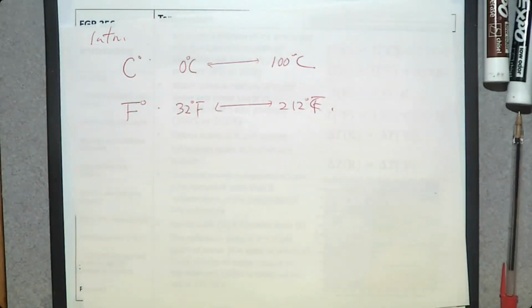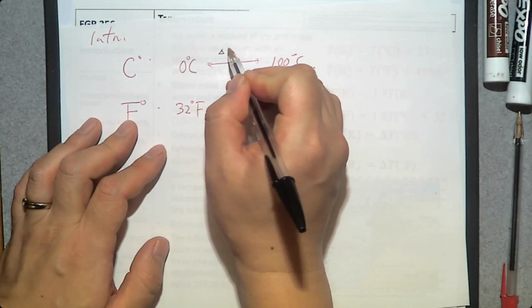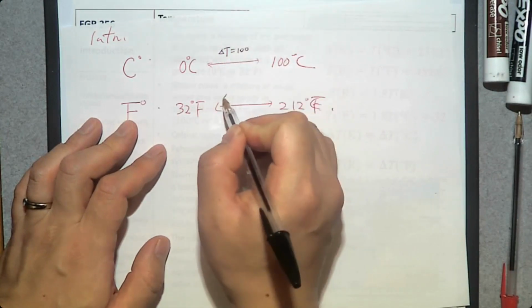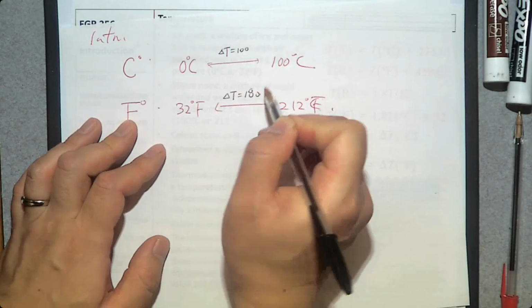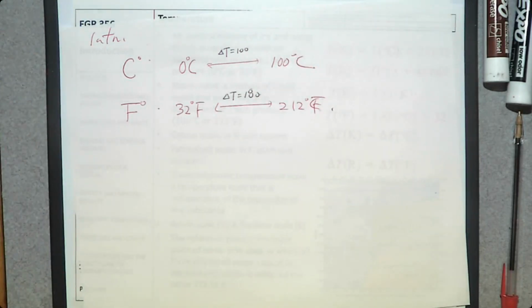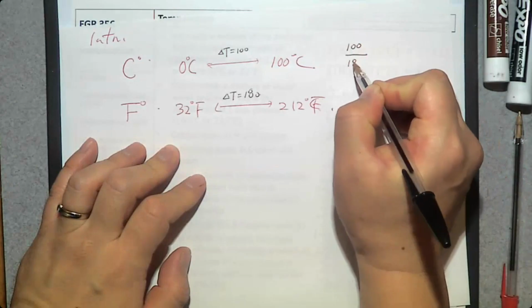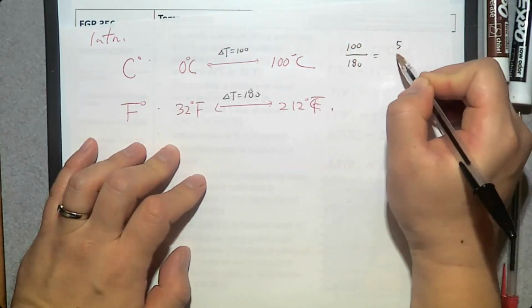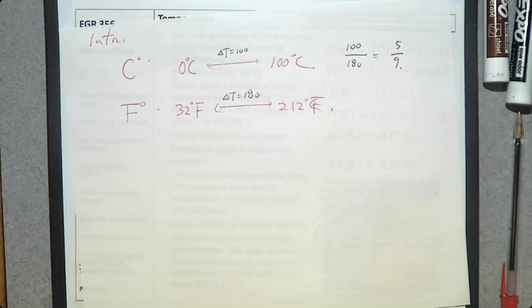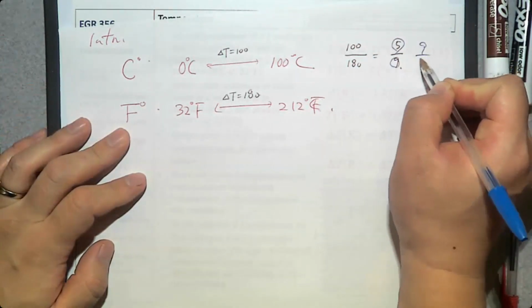So what is the ratio? Here, the difference in temperature is going to be 100. Here, the difference in temperature is going to be 180. So the ratio between Celsius and Fahrenheit is going to be 100 to 180, which is 100 over 180, which is exactly 5/9. So if you want to convert between Fahrenheit and degrees Celsius, this is the value you can multiply. 5/9 or 9/5, this is the ratio.